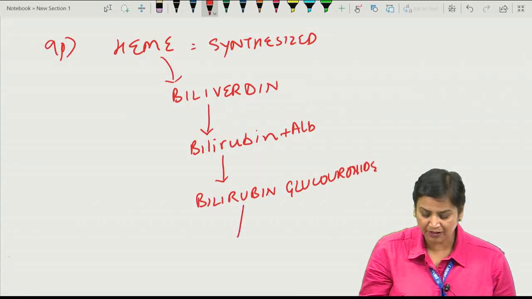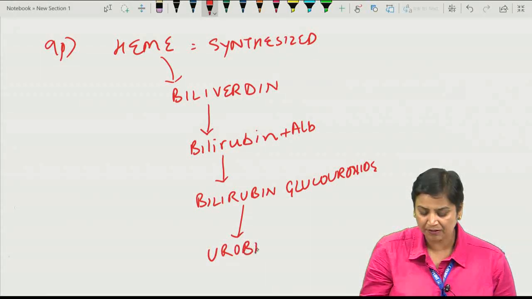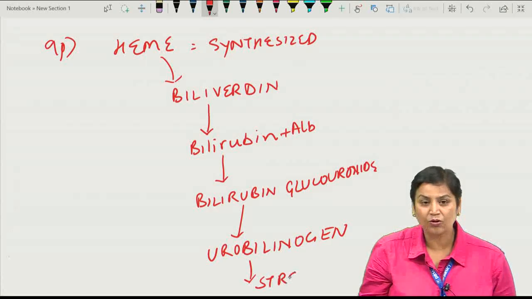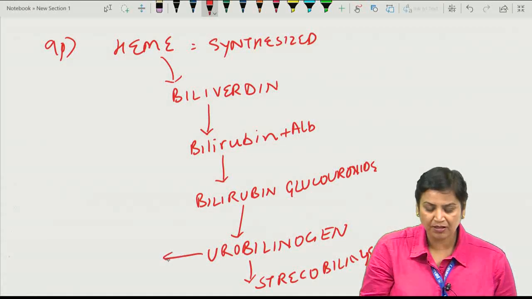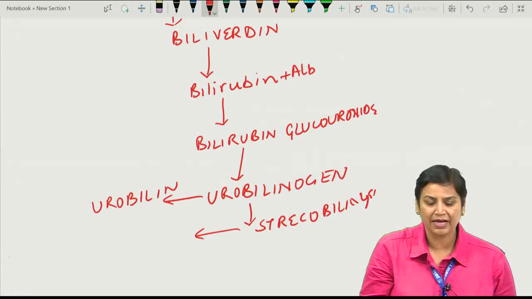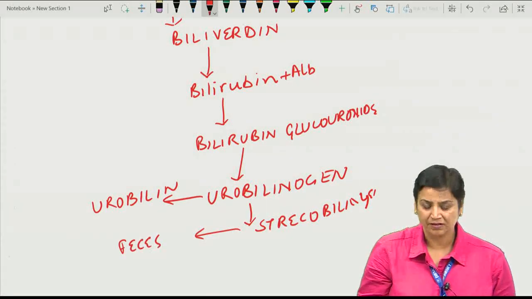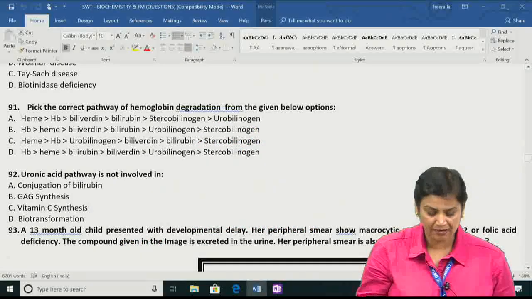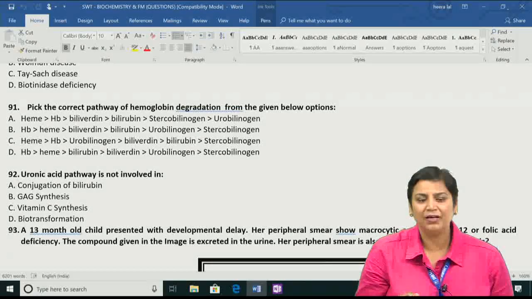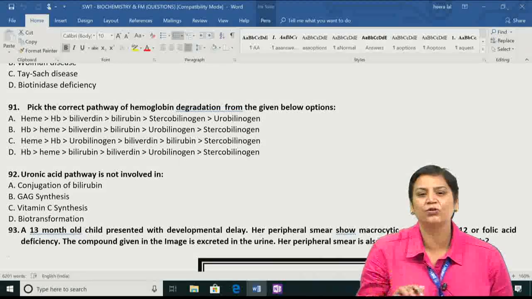This bilirubin then will be converted into urobilinogen and then finally to stercobilinogen. Urobilin gives a characteristic color to the urine, and stercobilinogen gives characteristic color to the feces. So let's see where this order is there. Biliverdin, bilirubin, stercobilinogen. So the answer to this question is B, where you can see heme, biliverdin, bilirubin, urobilinogen is synthesized before stercobilinogen.